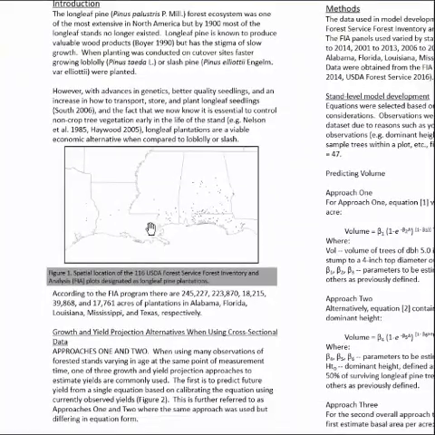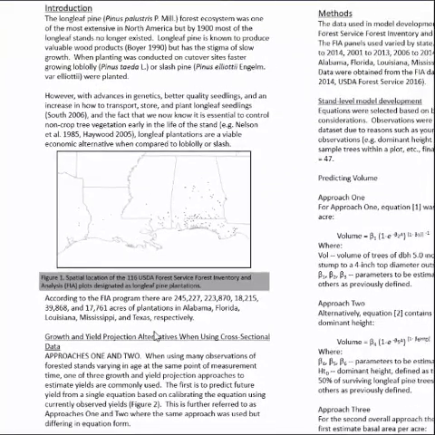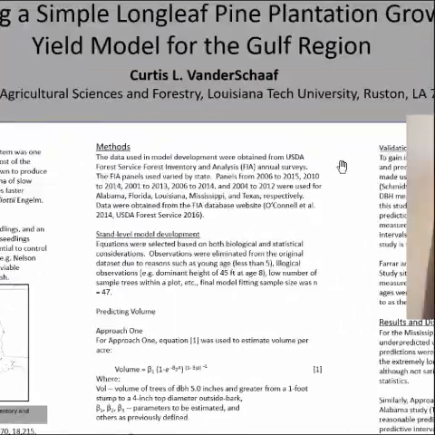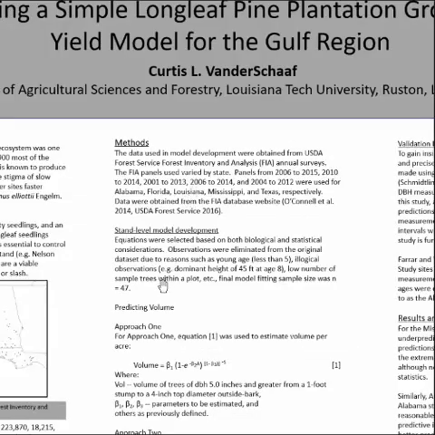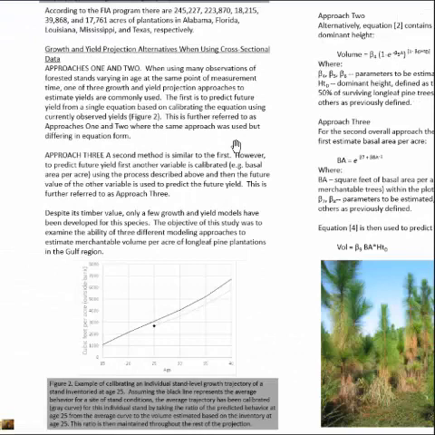And this map here shows the Gulf region. FIA data was obtained from this region and used to fit models using these panels from the states of Alabama, Florida, Louisiana, Mississippi, and Texas. So basically the Western Gulf region and then the Eastern Gulf. And many of you are probably familiar with the FIA sampling design.